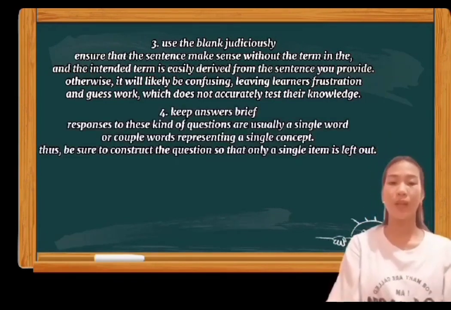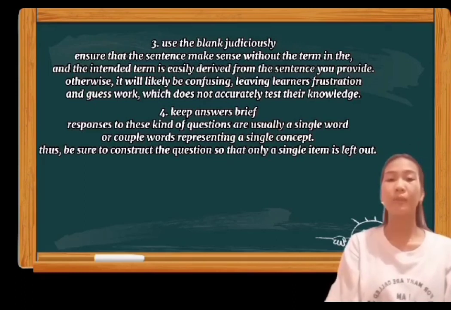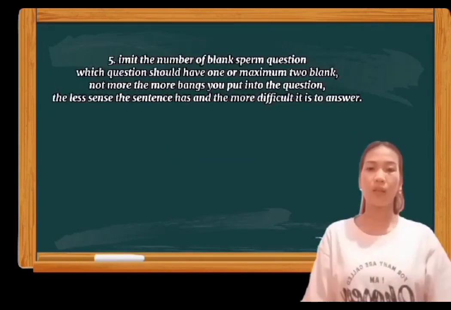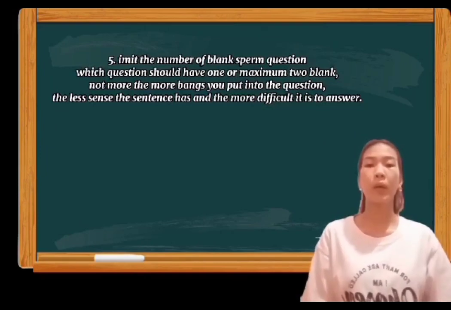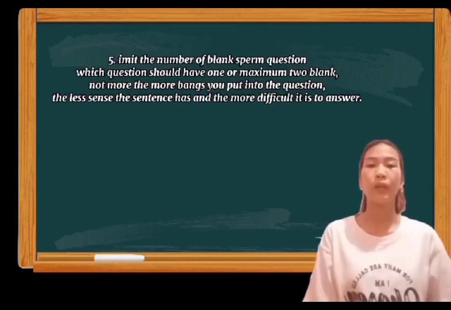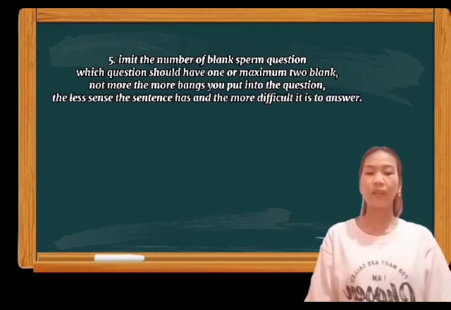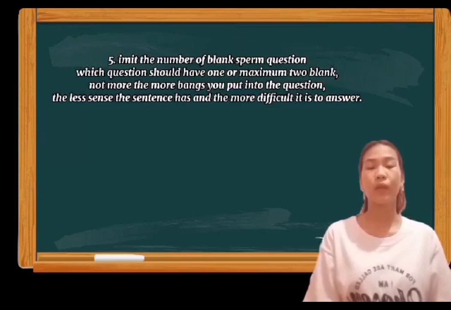The fourth one is keep the answers brief. Responses to these kinds of questions are usually a single word or a couple of words representing a single concept. Basically, you should be sure to construct the question so that only a single item is left out. The fifth one is limit the number of blanks per question. Each question should have one or a maximum of two blanks, not more. The more blanks you put in the question, the less sense the sentence has, and the more difficult it is to answer.